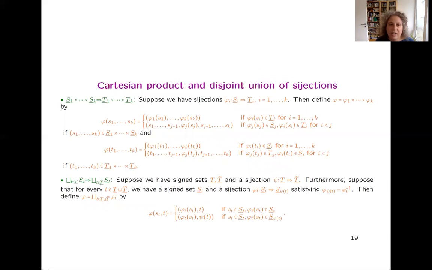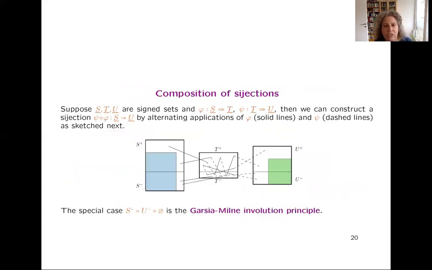Then we also have a notion of Cartesian product of zijections and disjoint union of zijections. So this slide is not meant as something that you should digest right away. Actually, these constructions are not very complicated. You just have to write down a lot. But the message is that there are such constructions.